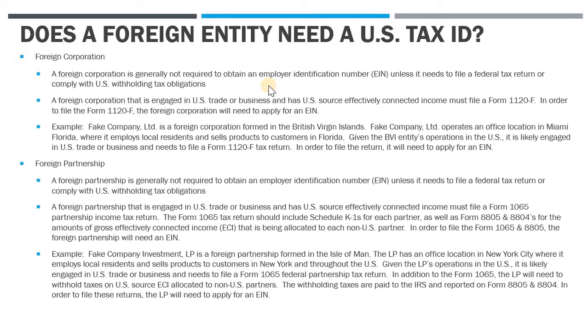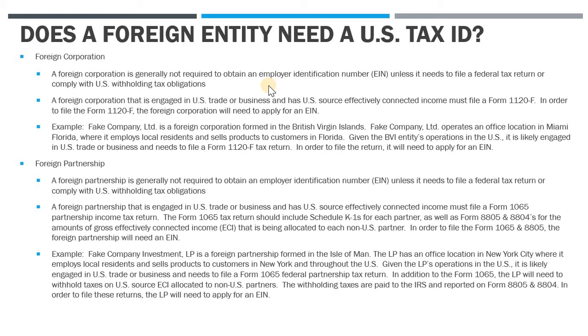A foreign corporation, if it's engaged in U.S. trade or business and has effectively connected income, ECI, has got to file a Form 1120-F. Form 1120 is a corporate tax return. Form 1120-F is a foreign corporation tax return for the U.S. Now, in order to file any tax return with the IRS, 1120-F included, you need an EIN. So this is the issue. If you have a foreign corporation that's engaged in trade or business, it's got to file an 1120-F and pay the tax. In order to be able to do that, it first needs to get an EIN.